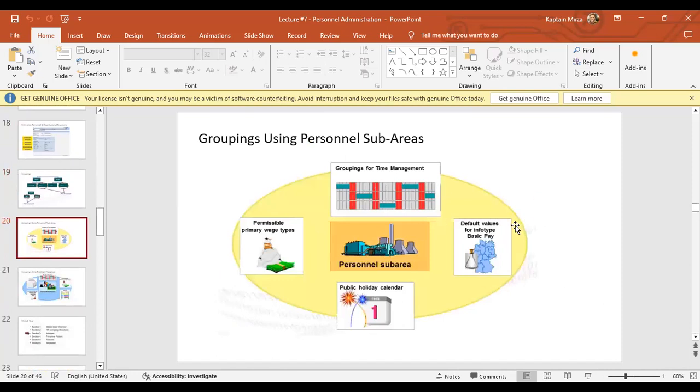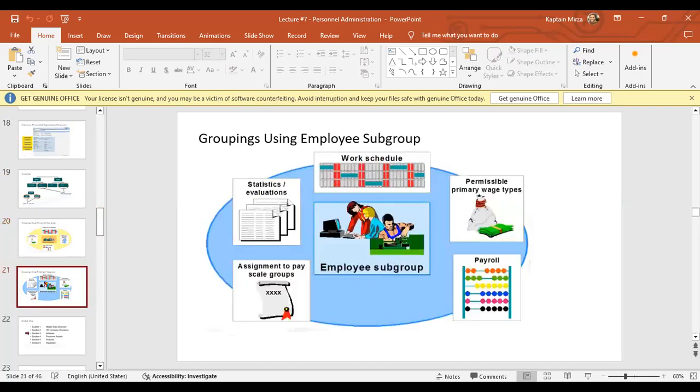Personal sub area. The personal sub area is basically your physical area within a personal. Personal area is your city or place. And personal sub area will be your factory or your office. Okay. And every personal sub area will have their own wage types. Wage types can be daily wages or bi-weekly. Okay. And basic pays will actually have slabs. What are the basic pays starting from? And public holidays will be different for factories from the offices. Okay, and the time management will be rotation based.